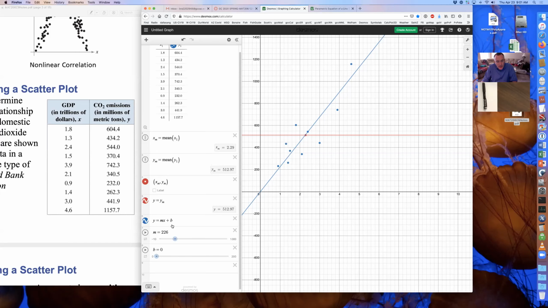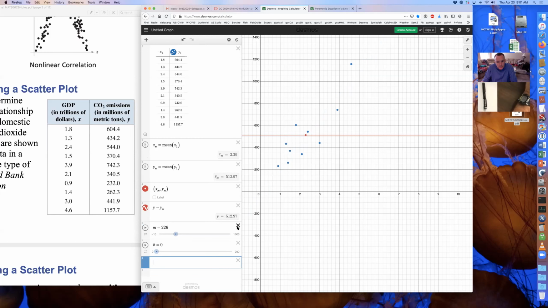So if you type mx plus b, it doesn't ask you for sliders for m and b? Hold on. If I type mx plus b, then it's asking me for sliders for m and b. So it automatically makes them for you, or it should. Well, I'm doing this on my phone too, so it's a little small. You might wait until you can get to your computer and try it where you've got a bigger screen. That sometimes helps a little bit.